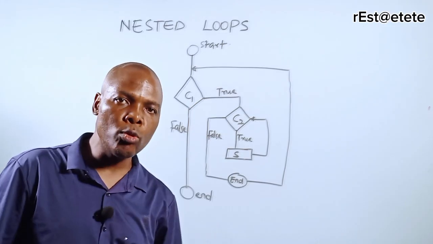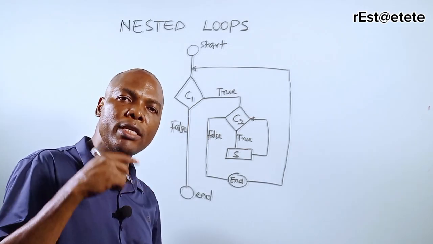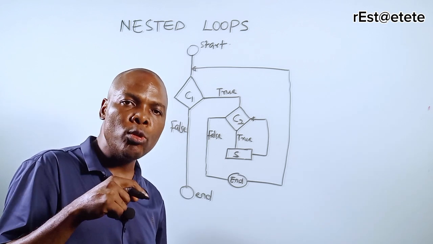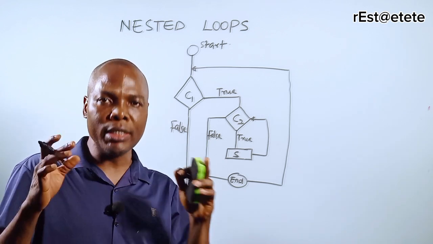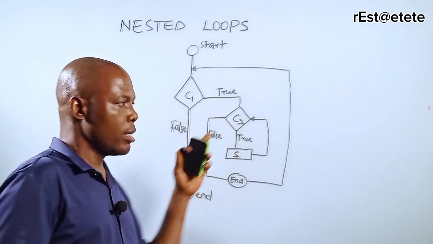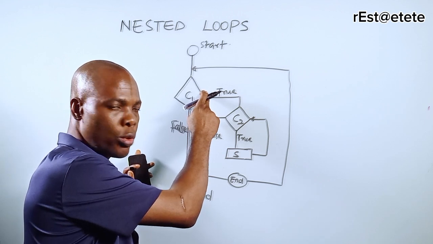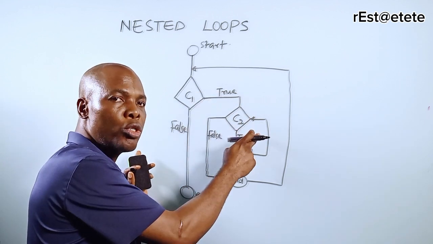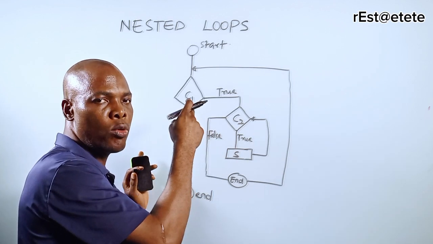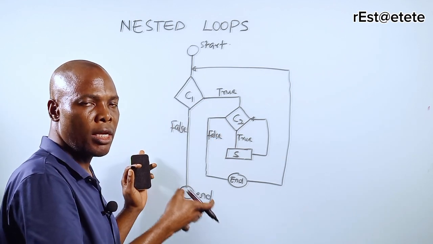So a nested loop is a loop where, for every iteration of the outer loop, the inner loop will run a complete iteration. So when you have one iteration, the condition is true, you go in. You are going to execute all the iterations of the inner loop before coming out of that inner loop. That is a nested loop. So this is the flow chart for a nested loop.